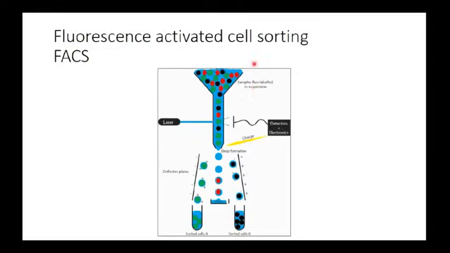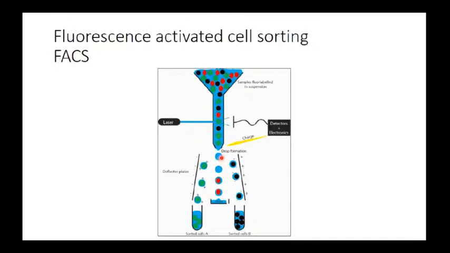So here we have the flow cell, and here we have the cells passing one by one through the laser beam. When the cells pass one by one through the laser beam, as we saw before, it will scatter light forward and side scatter light, and also fluorescence. All these events will be detected by the detector.